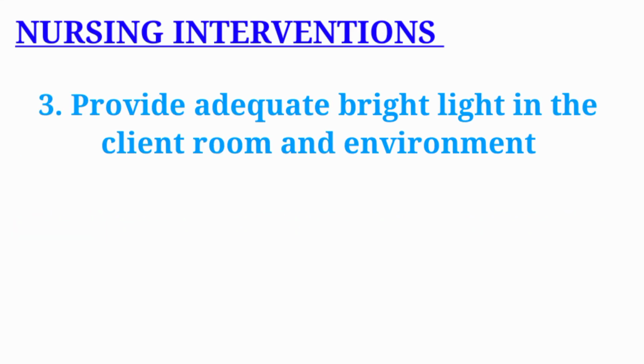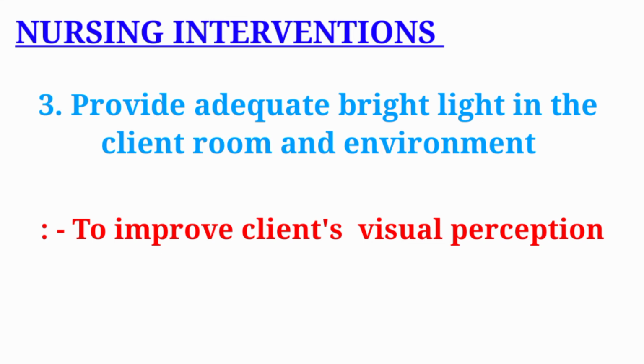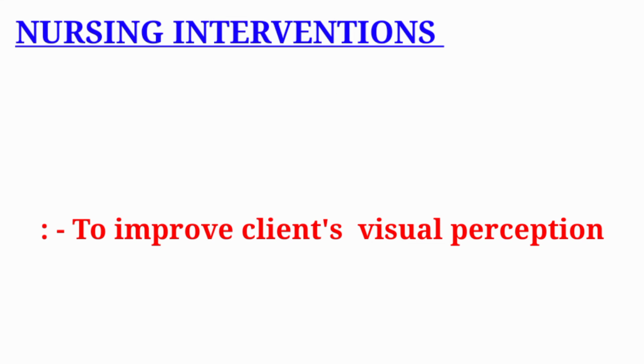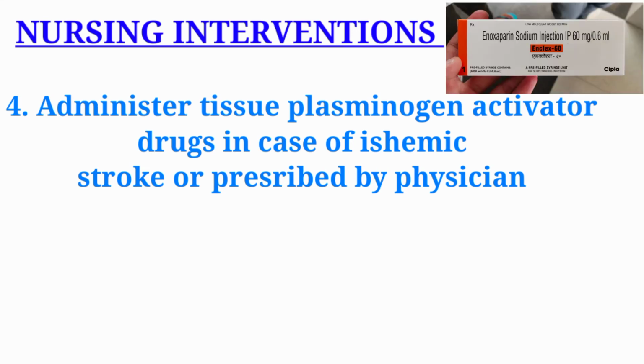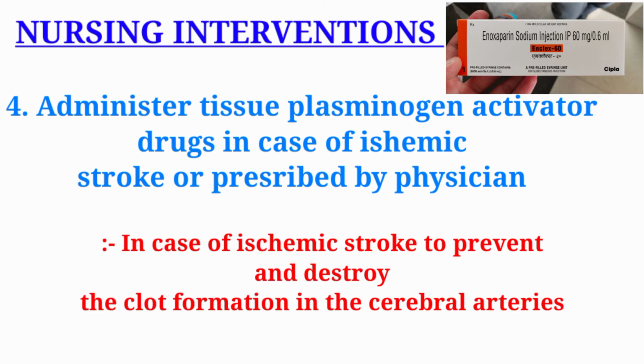Third is provide adequate bright light in the client room and environment. Rationale is to improve client visual perception. Fourth is administer tissue plasminogen activator drugs in case of ischemic stroke as prescribed by physicians. Rationale is, in case of ischemic stroke, to prevent and destroy the clot formation in the cerebral arteries.